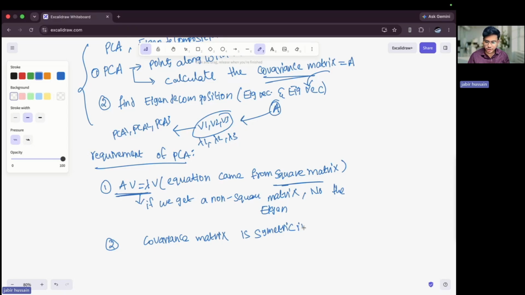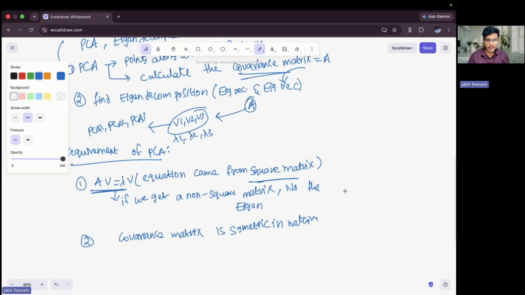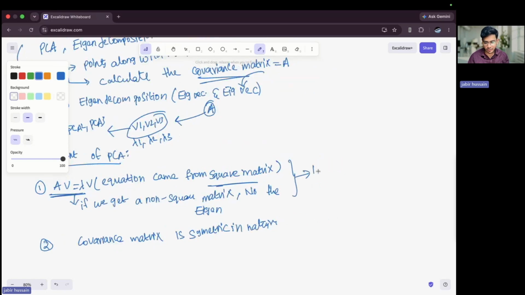Symmetric in nature. So in order to find the eigenvalues and eigenvectors, these are the two things you need. What is the first condition? It needs to be a square matrix and it has to be symmetric in nature.